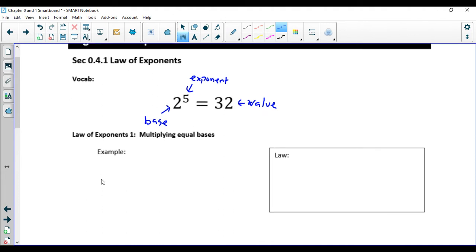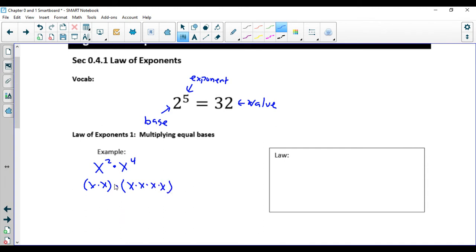There are 5 laws of exponents, and laws of exponents basically simplify problems involving exponents. So the first law of exponents is when you're multiplying equal bases. So if I had, for example, x to the second times x to the fourth, notice I'm multiplying like bases. They're both x's. Well, if you remember, x squared is x times x. And x to the fourth means x times itself 4 times.